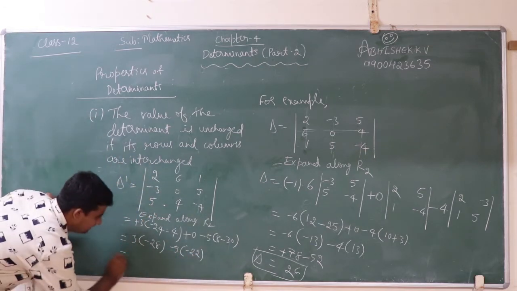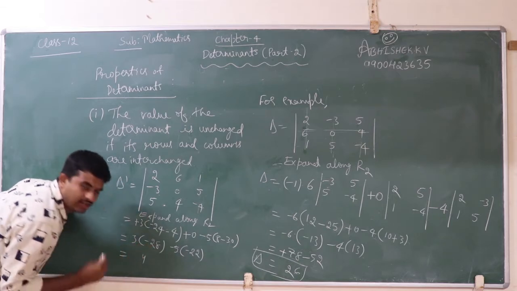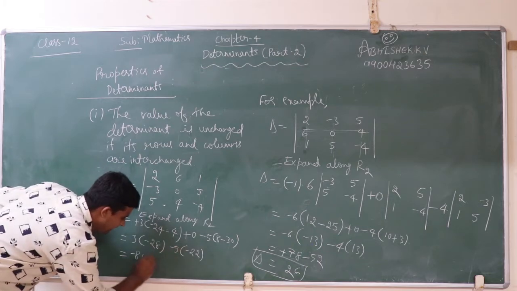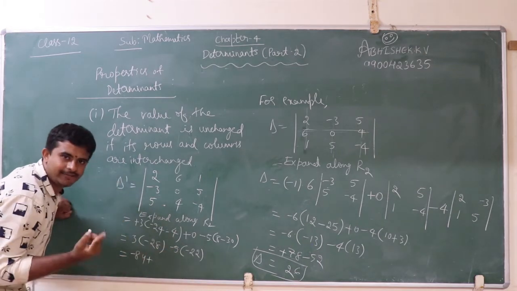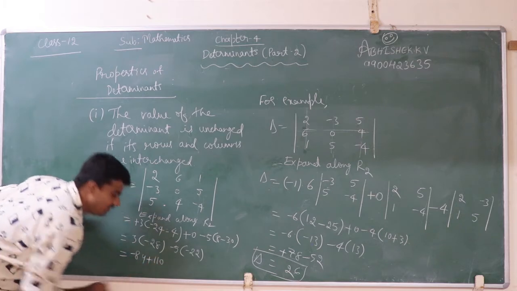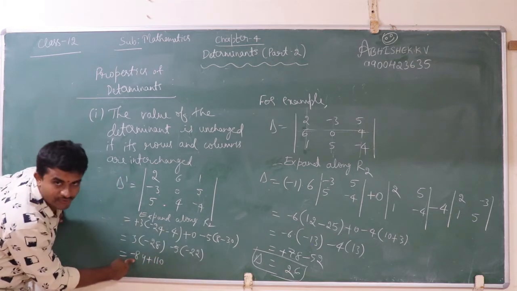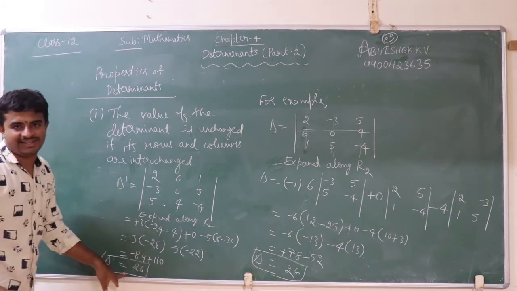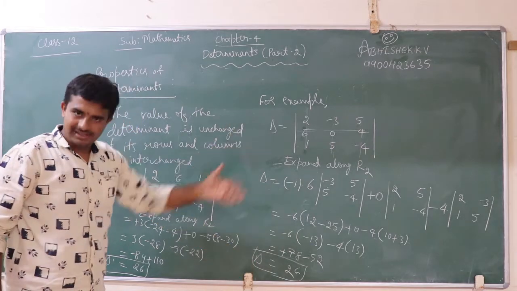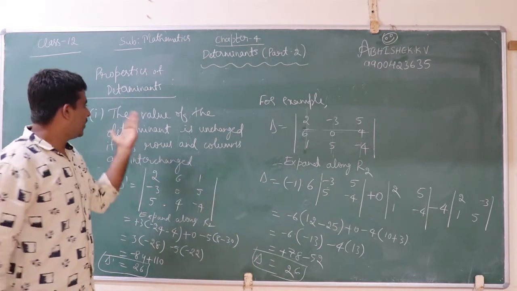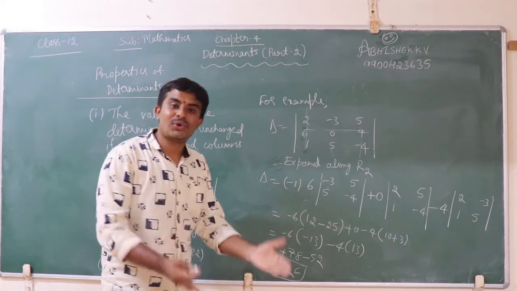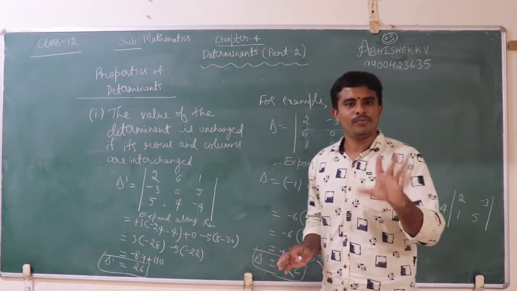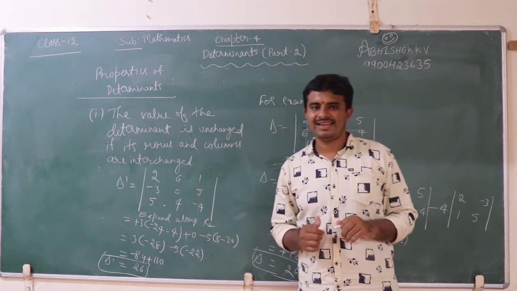Then this implies 3 8s are 24, carry 2, 3 2s are 6 plus 2, minus 84. Minus into minus plus, 22 5s are 110. Again 110 minus 84 is 26. See, the value of this determinant is also 26. That is what the property says: the value of the determinant is unchanged if its rows and columns are interchanged. This is the first property you should learn. I hope you are all getting this. Is it clear? Please note it down.